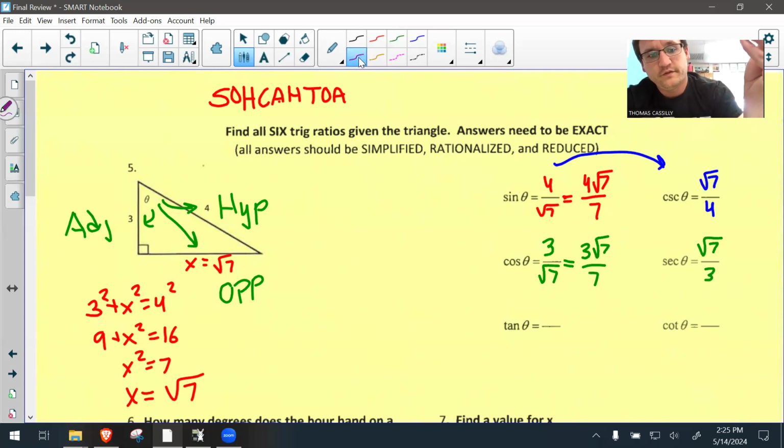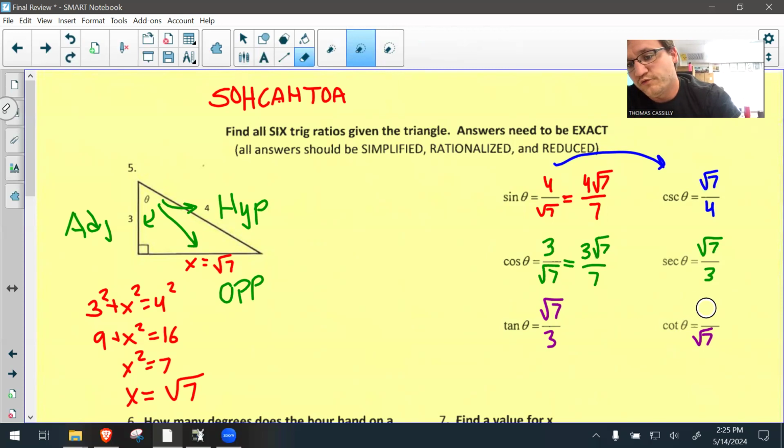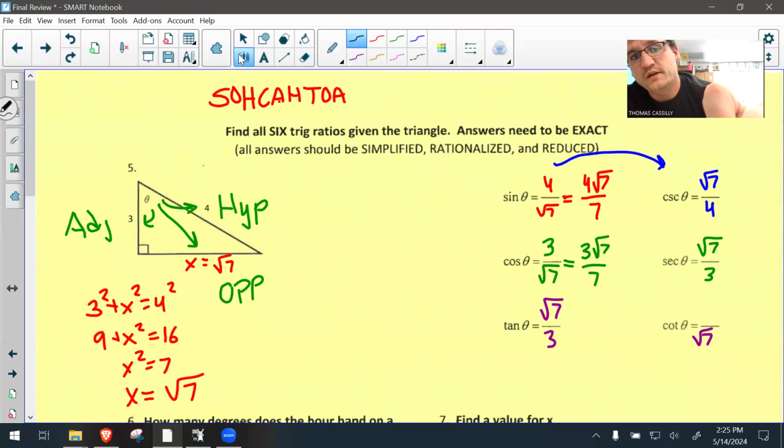Then the last one, the tangent, we have the square root of 7 over 3, right? So the reciprocal of that is 3 over square root of 7, and that does need rationalizing. You only rationalize it when the square root is in the denominator. All right, and that's going to become important later on for the unit circle. So this is 3 root 7 over 7. All right, and there we have it.